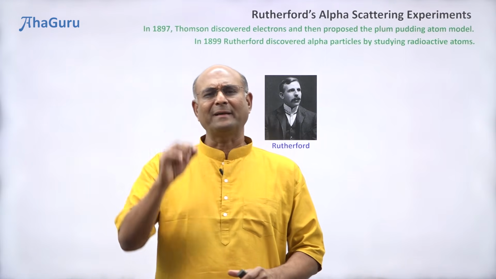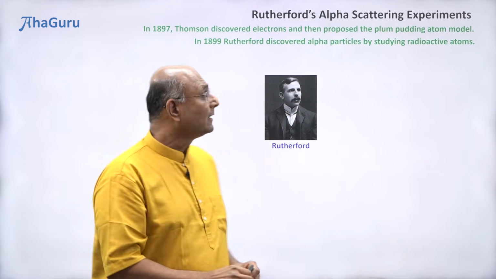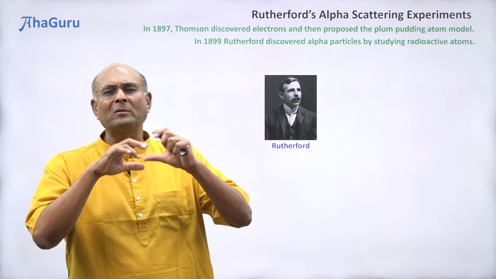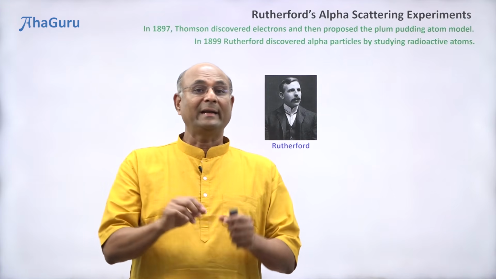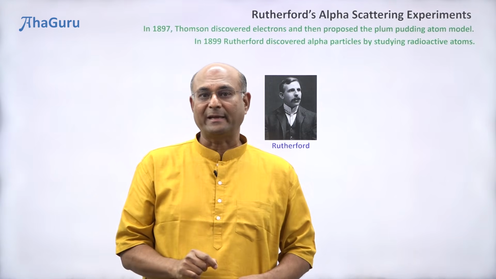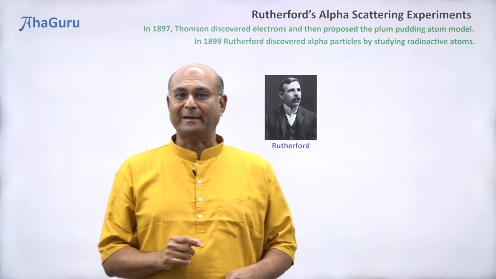So alpha particles were tiny positively charged particles. But not just that. When you compare them with the electron, alpha particles had a lot more mass. Because they were so small and had so much mass, they were super dense positively charged particles.